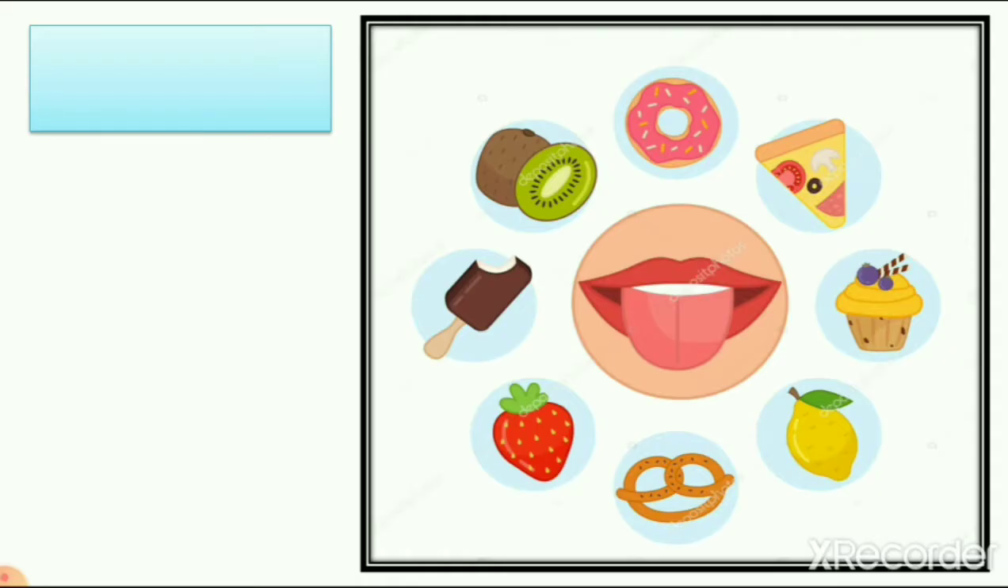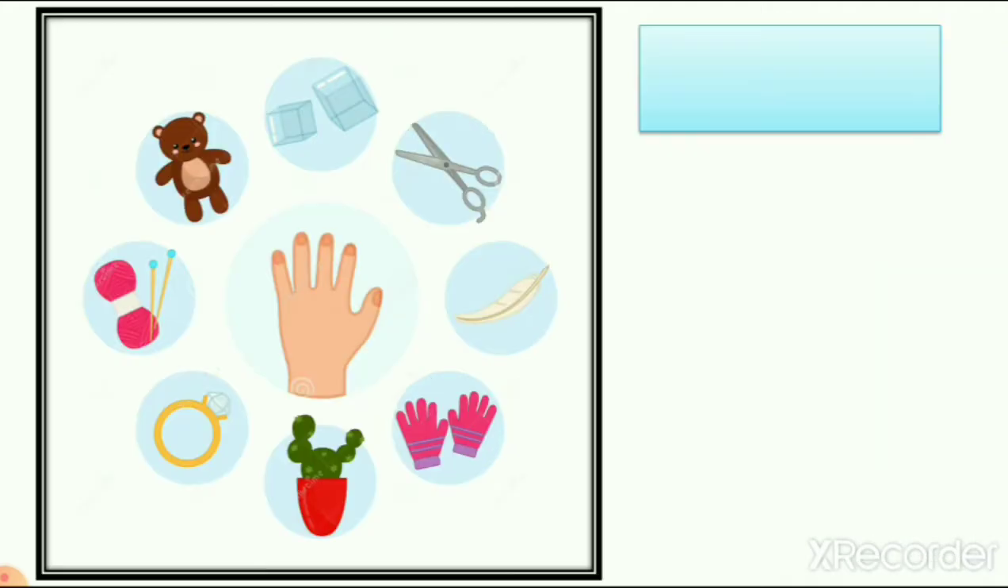Now let's see how they are helping us. First is the tongue. The tongue helps us to taste different types of things, like chili is spicy, ice cream is sweet and pizza is very tasty, right? So the tongue helps us to feel the world around us. Then the skin helps us to feel and touch. A teddy bear is very soft, ice is very cold, scissors are very sharp and a feather is very light, right? All these things we can feel with the help of our skin.